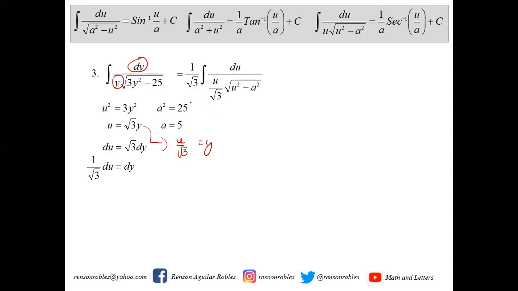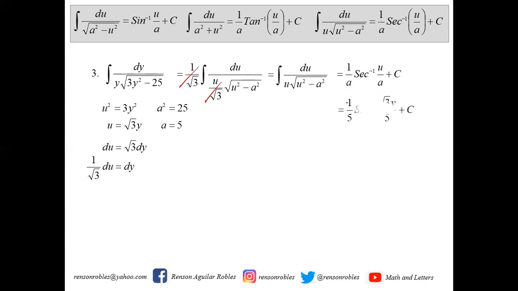So you can now drop this off. This 1 over square root of 3 over square root of 3, you can drop this off. And finally, you have du over u times the square root of u squared minus a squared. And that leads us to 1 over a arc secant u over a plus c. And then finally, you have 1 over 5 arc secant, that is our u, that's square root of 3 y, over 5 plus c.